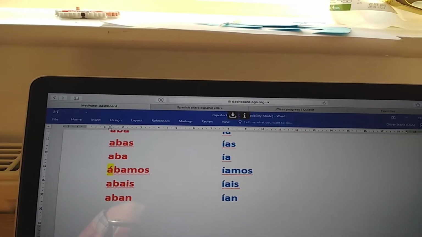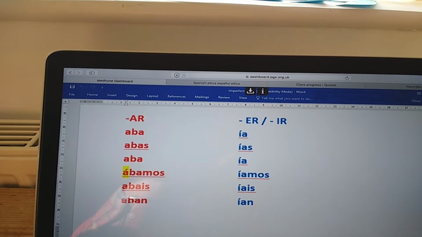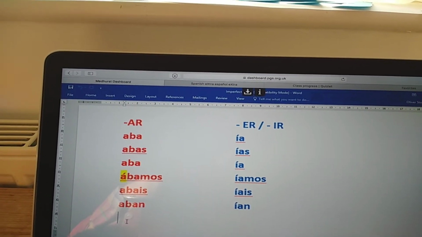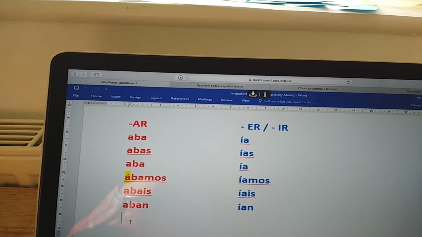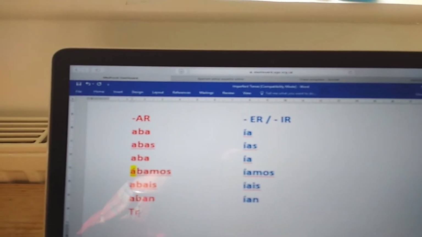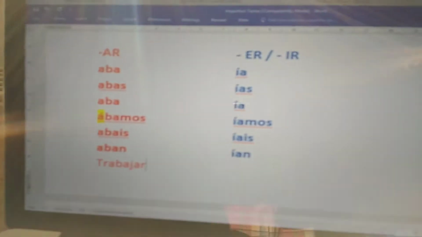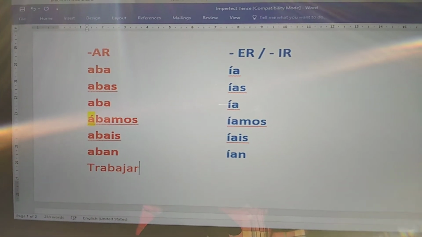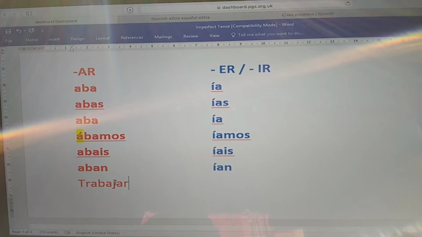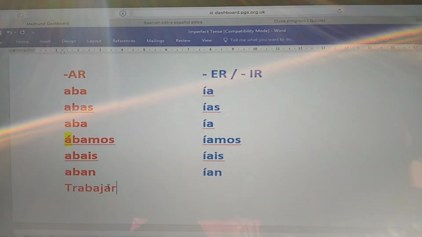So what I want you to do now is to take an AR verb. I'll give you one. Okay, so here you could practice with trabajar, okay, to work. That's a verb you're familiar with. Could you write out, please, all 6 parts of trabajar? Obviously you need to take off your AR first and then you apply the ending. Could you also write the translation for each one?